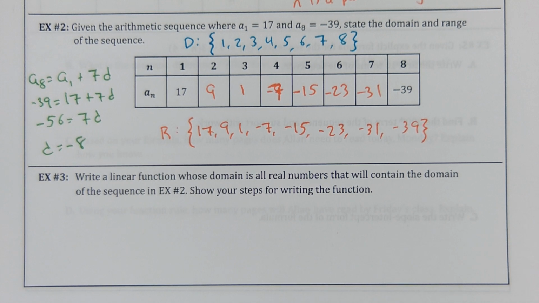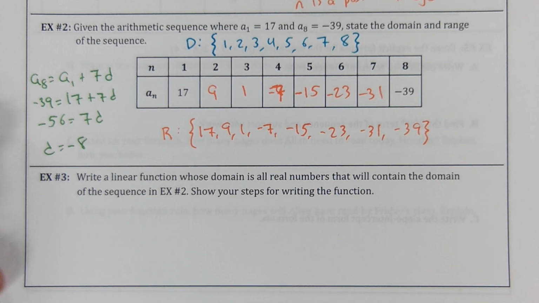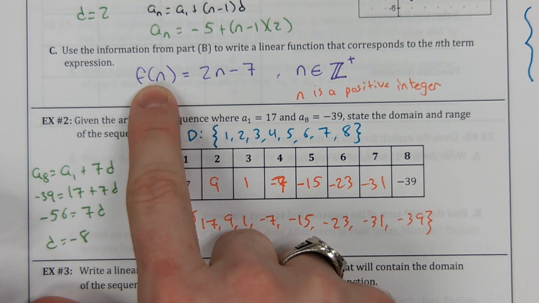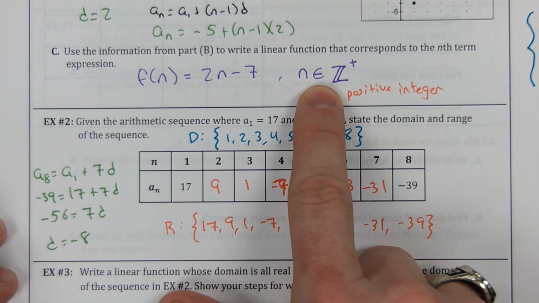Okay, if I say all real numbers, what variable are you typically using for your functions? X. Yeah. So you can either write this as an f of x, because it specifically said the domain, since all real numbers would contain this, or we could use f of n. And we just know that because it's a sequence, this must be a truth.